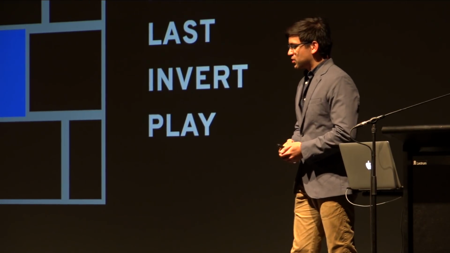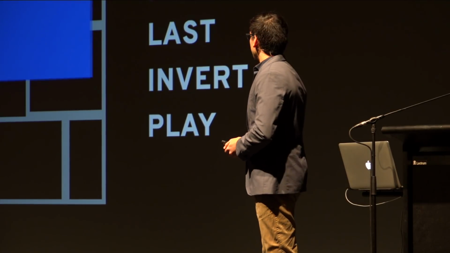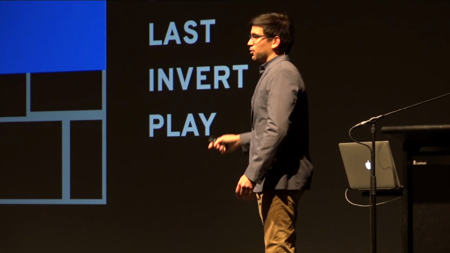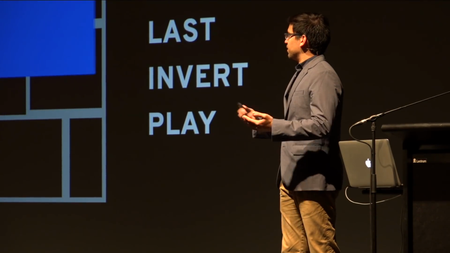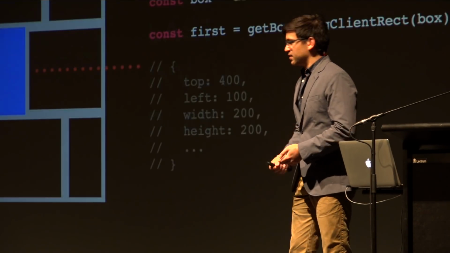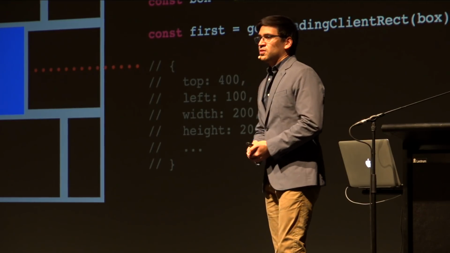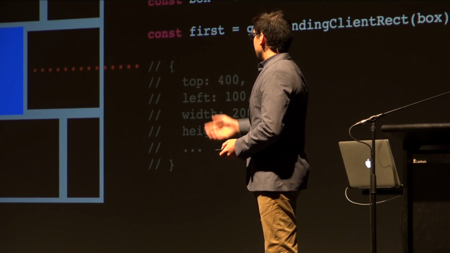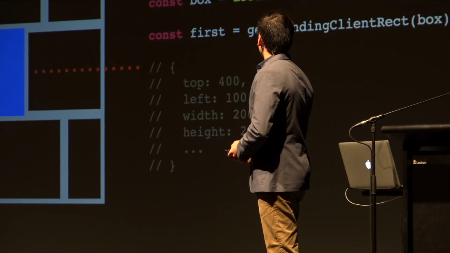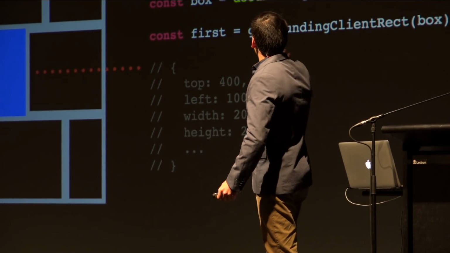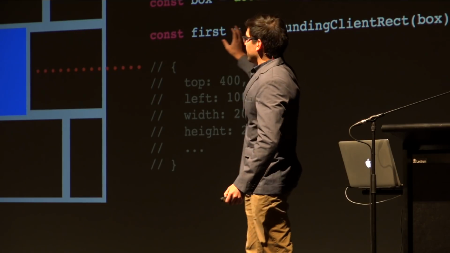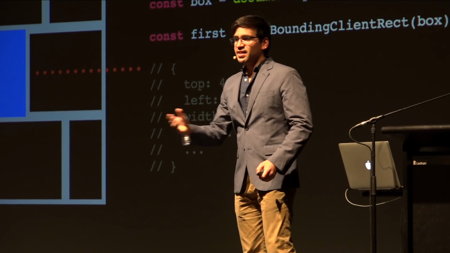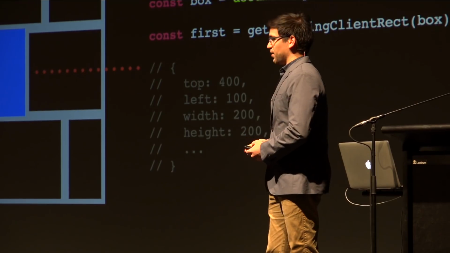And the flip technique was coined by Paul Lewis of Google, and it stands for first, last, invert, play. This is sort of a mnemonic for remembering the steps involved in doing this. So first, you get the initial position of the element. In this case, you use getBoundingClientRect, and actually this is wrong. You could take the element, the box element, and then there's a method on it called getBoundingClientRect.